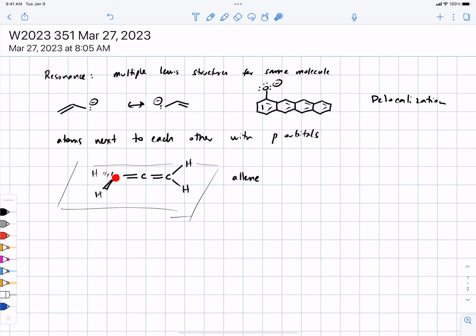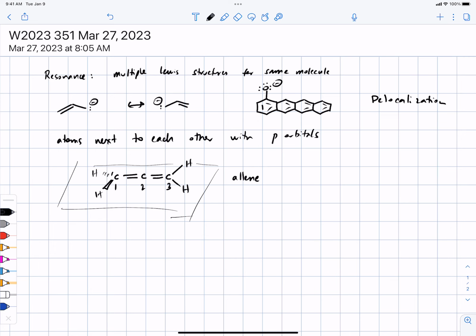I've got p orbitals here and here, right? And on here. Is carbon 1 conjugated to carbon 3? Some of you are shaking your heads no. How on earth do you know? Prove it. It's okay if you're just guessing.